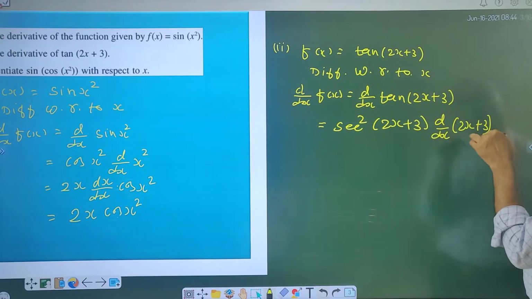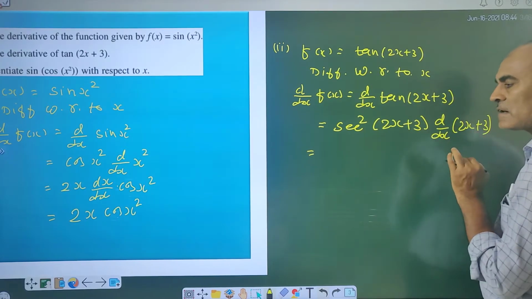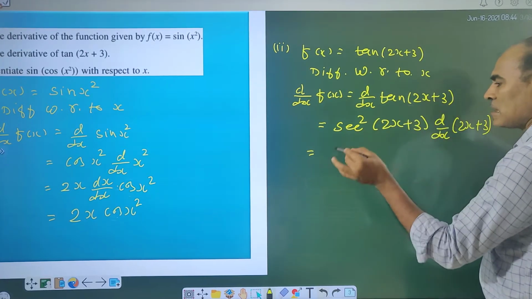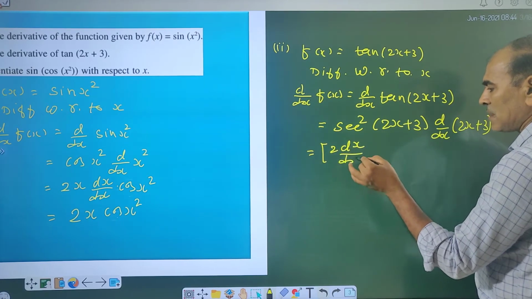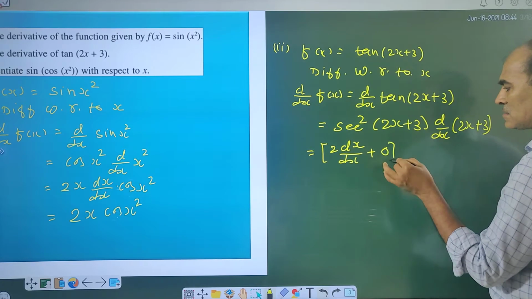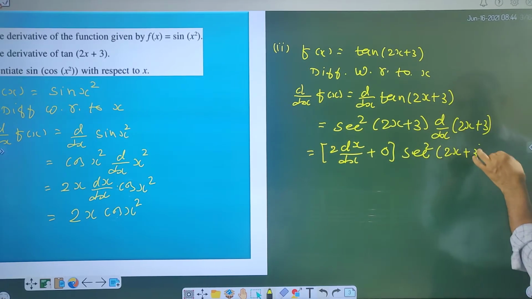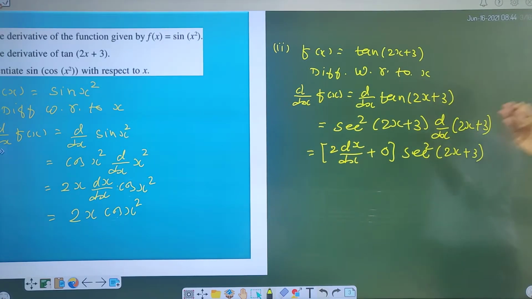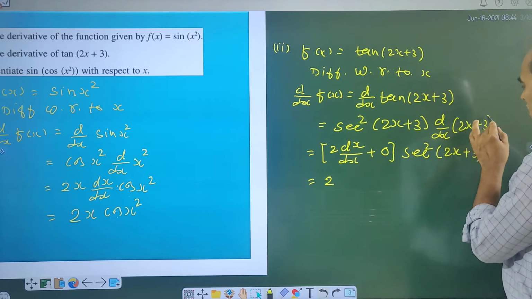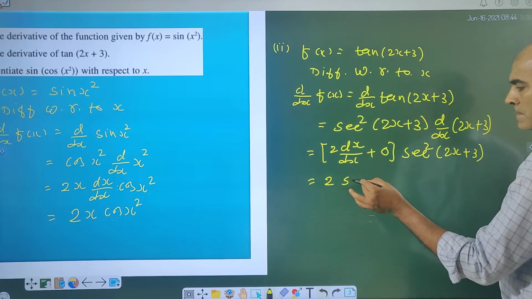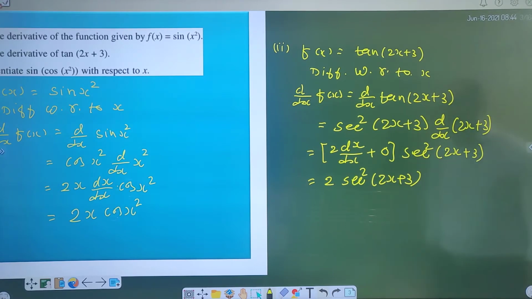For the derivative of 2x plus 3, 2 is a constant, the derivative of x is 1. So write last derivative first. We can write this also as 2 into dx by dx plus 0, into sec squared of 2x plus 3. So ultimately it comes out 2. You can write directly also, the derivative of 2x plus 3 is 2. Sec squared of 2x plus 3 is the answer.